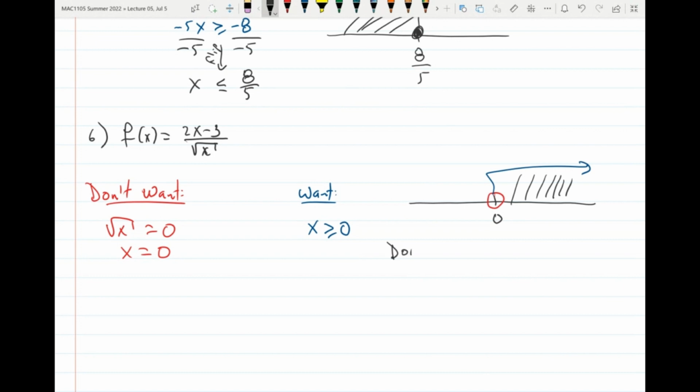So what's the domain here? What's the domain? So parentheses, 0 to infinity. Do you understand this? Okay, so let's see, try number 7.